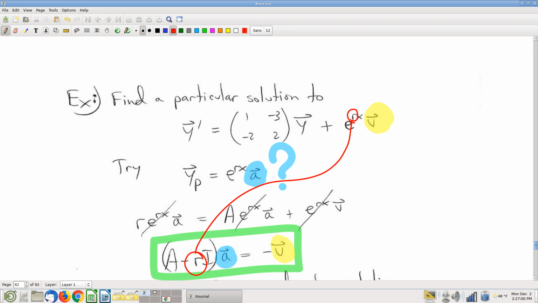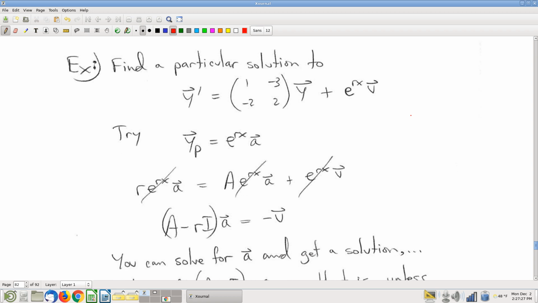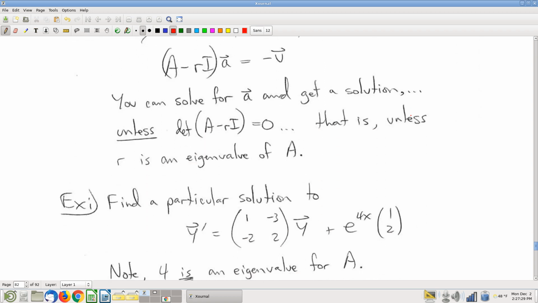But if r is an eigenvalue of that coefficient matrix, then this matrix is not invertible, and therefore I cannot definitively solve for A by playing the usual game. And I might get lucky. There might be a solution anyway, but it might not work. Okay. Alrighty. Is everybody on board so far? Okay, so what do you do if that's the case?